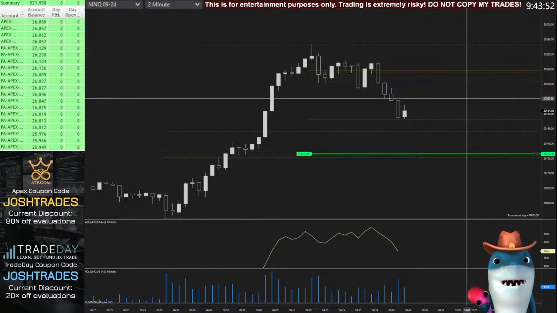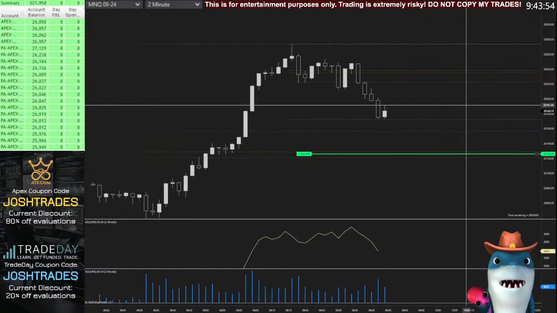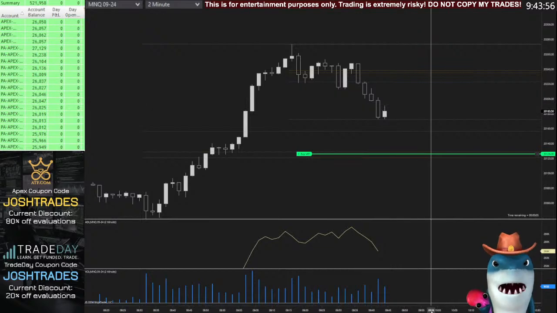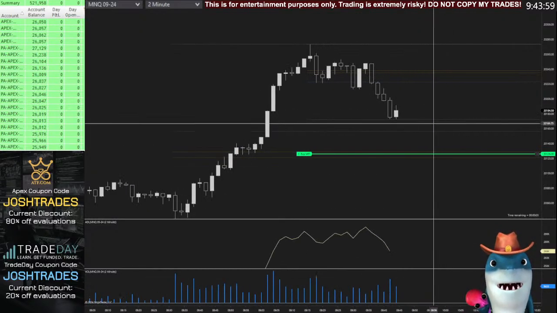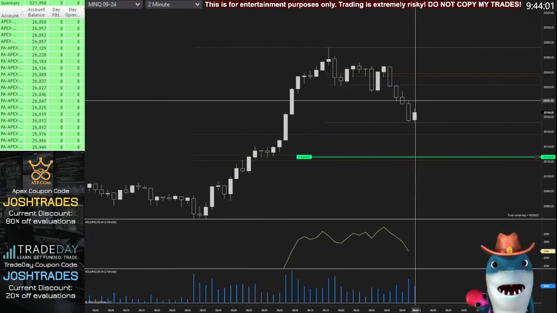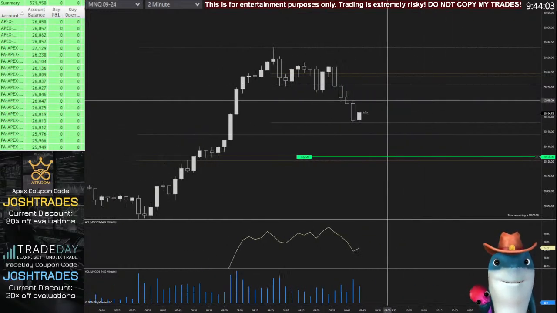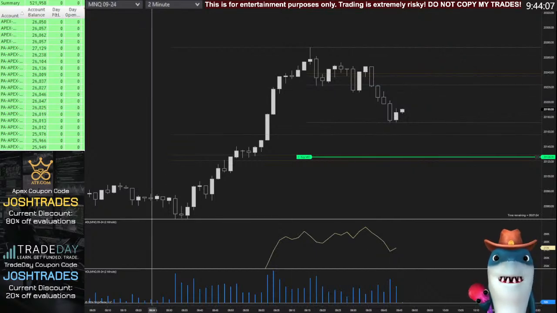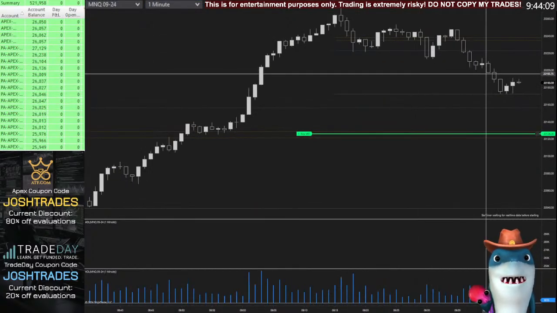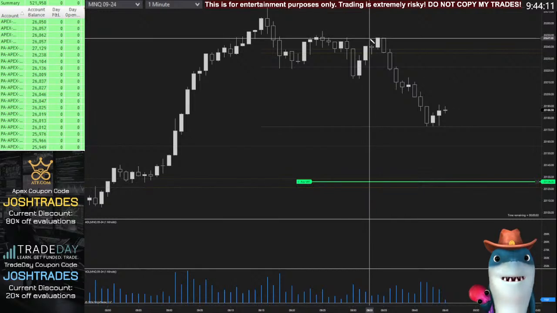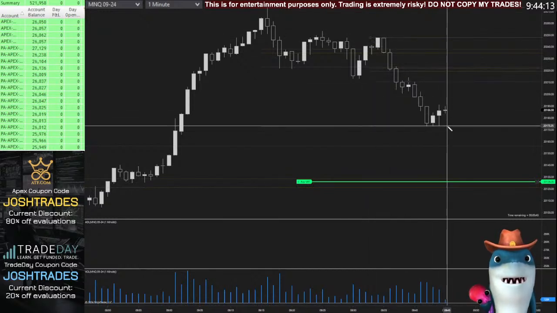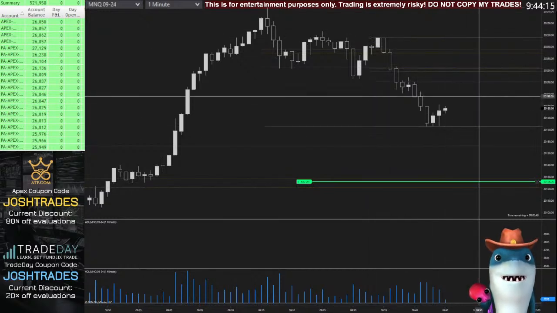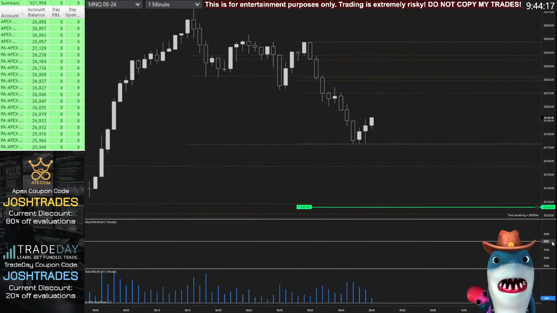But we really need price to either keep dumping or, I don't know. Is there a bearish setup here that I can take? Even something like this? Okay. This is actually pretty interesting.